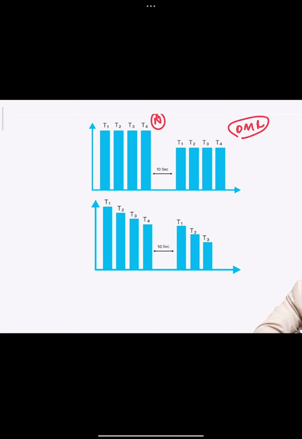What is happening? All four twitches are reduced but of equal height. So if someone asks what the train of four ratio will be here, the train of four ratio is calculated as T4 to T1. How will it be? It will be 1. All four twitches are of the same height, so it will be 1. Okay, that's for the depolarizing.